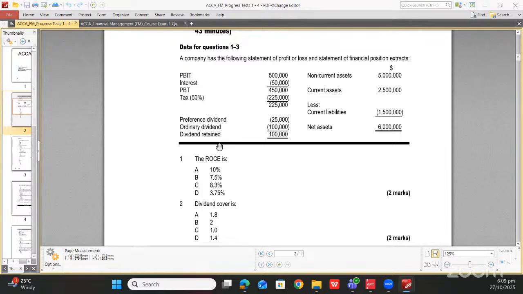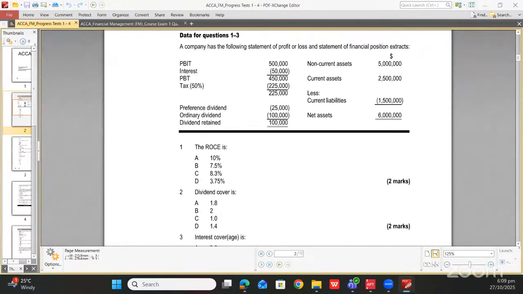So the PBIT is 500,000, interest 50,000, PBT 450,000, the tax 50%, then preference dividend and ordinary dividend, giving you a retained profit of 100,000. Your non-current assets, sorry, net current assets are $5 million, non-current assets $5 million, current assets 2.5, less current liabilities, giving you net assets of $6 million.